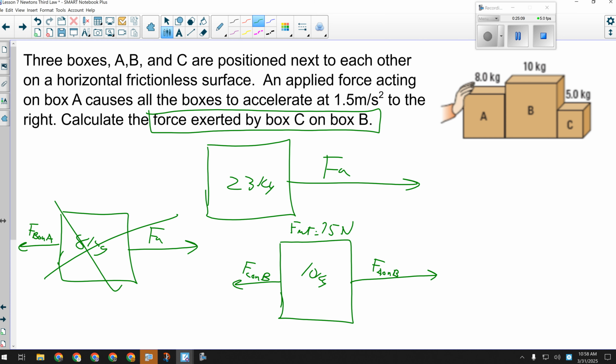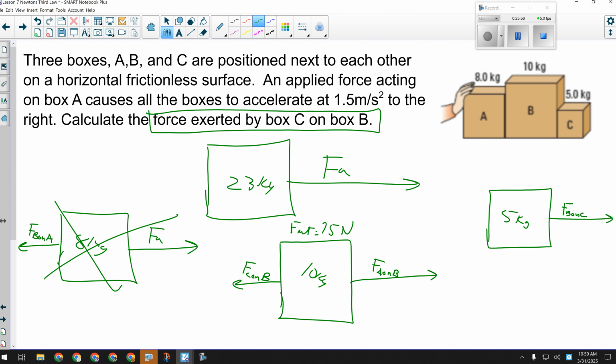Okay. So the third box is box C. It's 5 kilograms. How many forces are acting on box C? Besides, let's not include gravity and normal force. We'll ignore those for now. The only force acting on box C is B. So B pushes on C, and C pushes back on B. Is that an action-reaction pair?